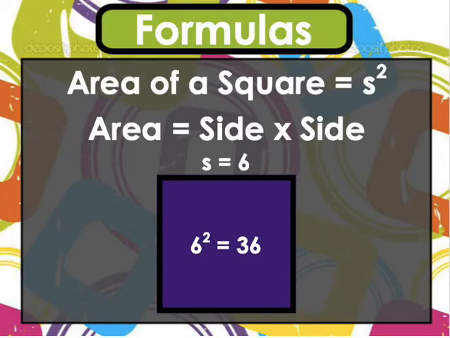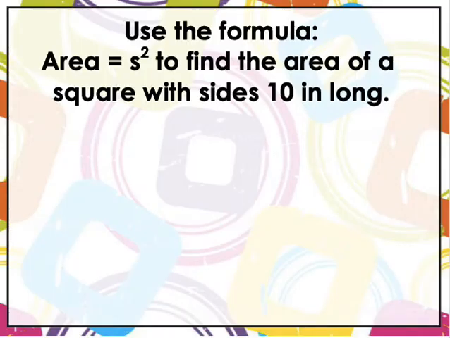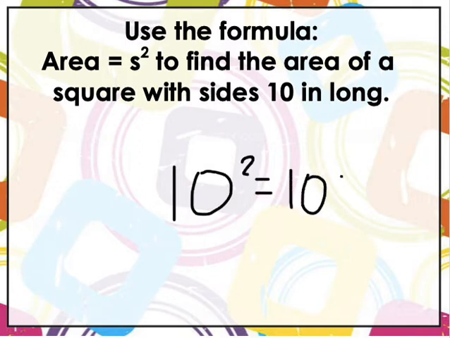Now we could also find the area of a square using the formula s squared. That means we take the side, which here is 6, and we do 6 squared, which means 6 times 6, which is 36. So for the area of a square that is 10 inches long, we know that all the sides are the same, so we can do 10 squared, which means 10 times 10, and we know that that is 100. And because we found the area, we would write inches squared.